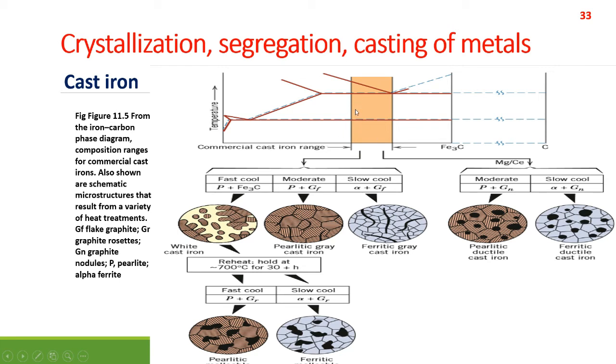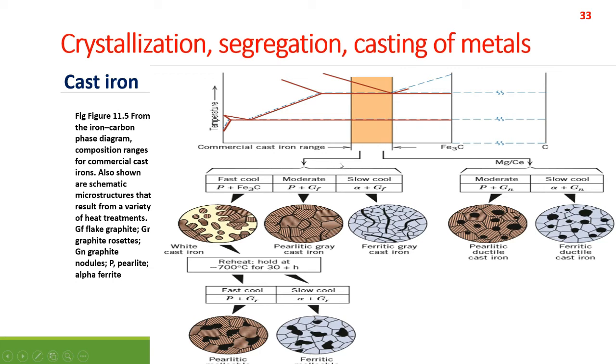Or the phase diagram. Here you see the orange portion, which is the composition range of commercial cast iron. At this range, it starts from near 3 weight% of carbon to 4.12 or near 4.15 weight% of carbon in iron, which is the commercial range of production for cast iron.